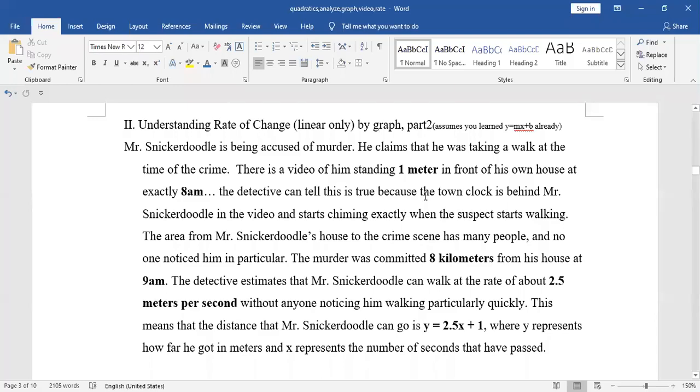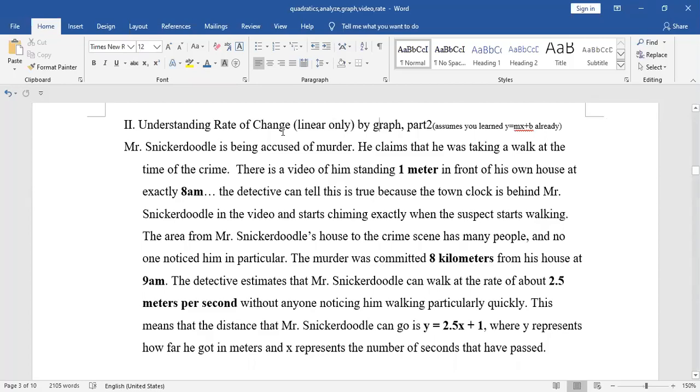Hi, so this video is going to try to help you understand rate of change. And we're going to focus on linear rate of change by graph. And it assumes that you already learned y equals mx plus b, and you just want an emphasis on understanding rate of change.